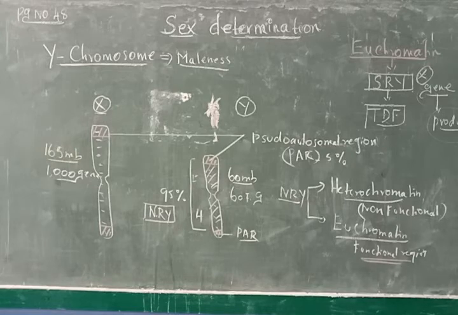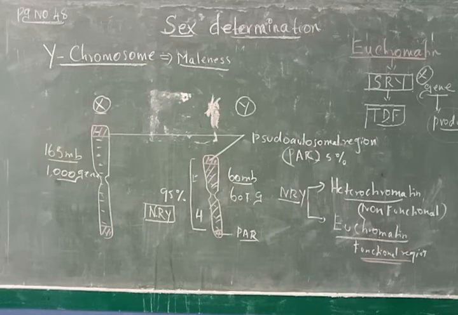Number 2. Reptiles and birds. The chromosome which is present in reptiles and birds is called dash. Number 3. Sex chromosomes that produce two dissimilar gametes are called dash.